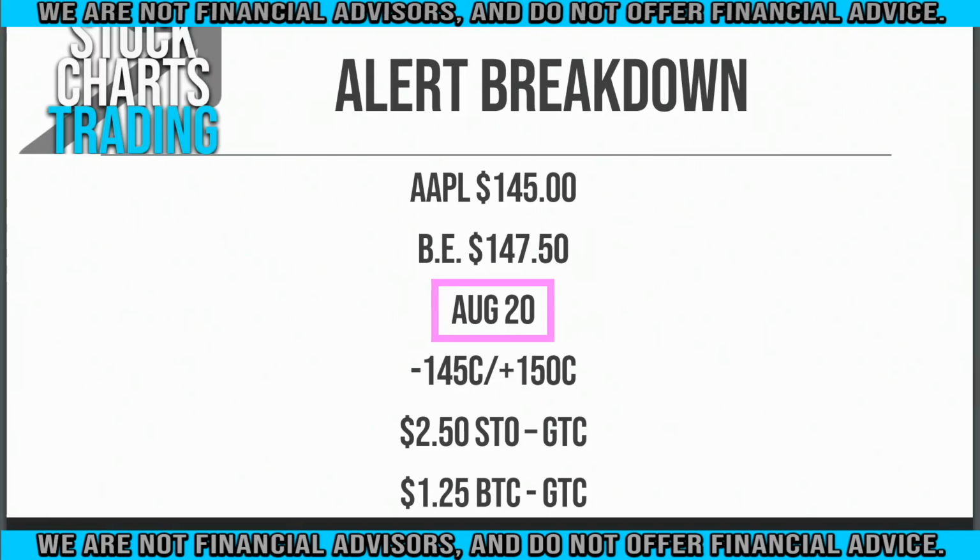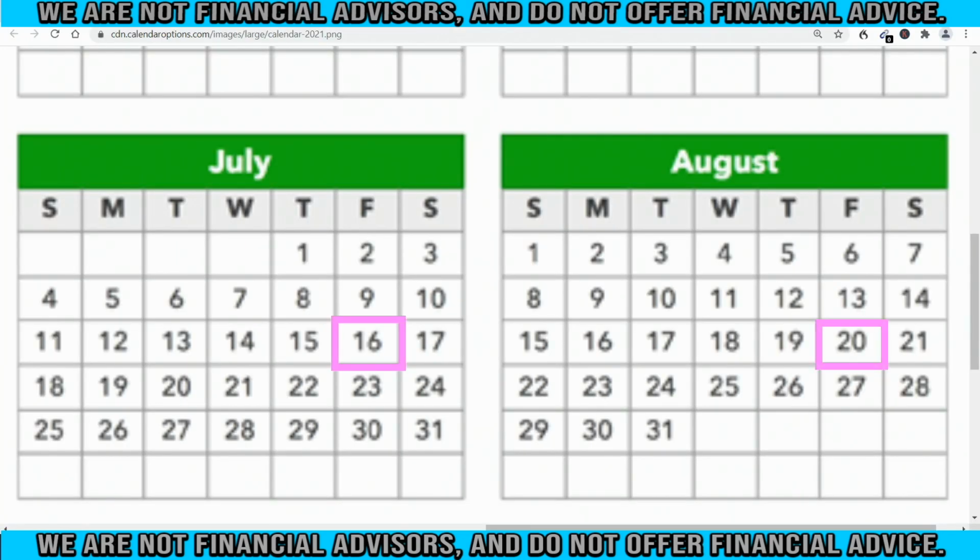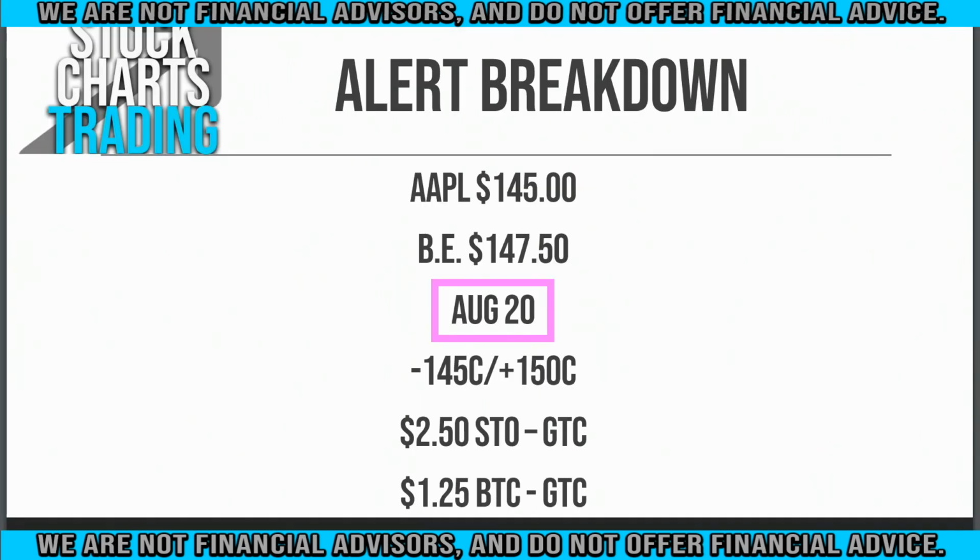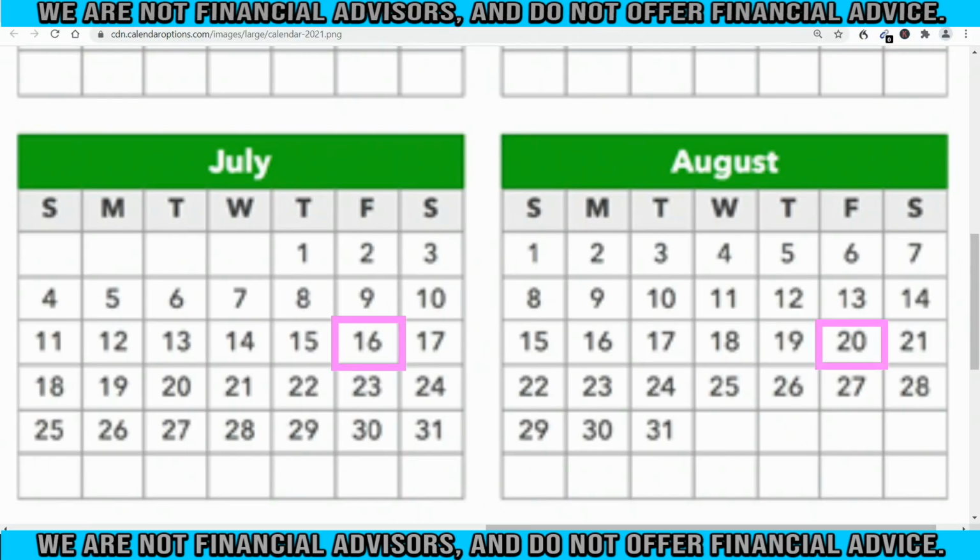Next is the expiration date. We're using August 20th here. In this trade strategy, we use the monthly expiration that happens on the third Friday of the month. August 20th. I'm not putting the year in because we only go 4 to 6 weeks.